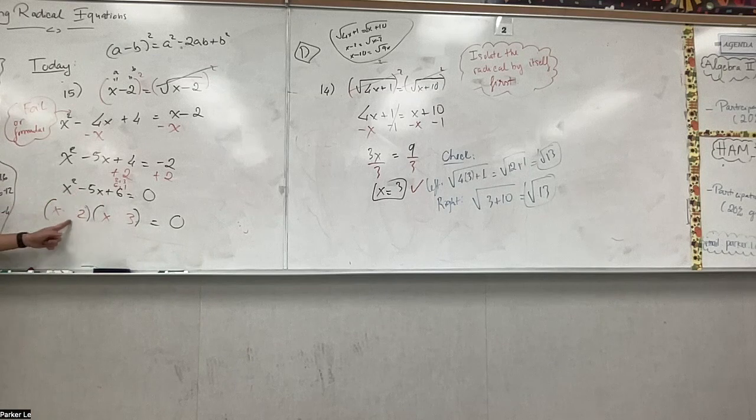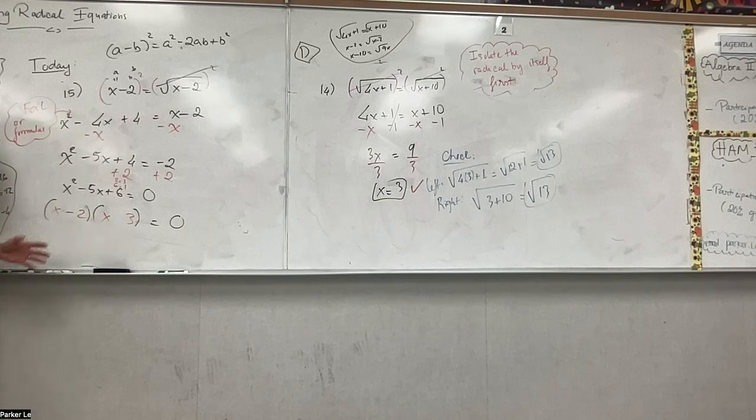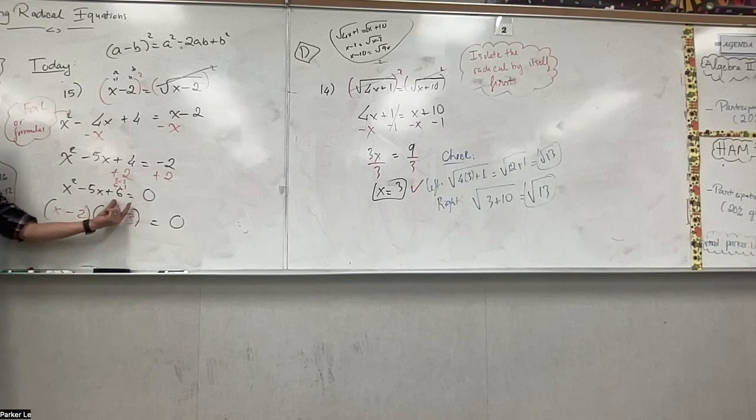It's a negative 5. What is the sign? Negative. Negative, right? What is negative 2 times negative 3? 6. Positive 6. Do you see this work, right?